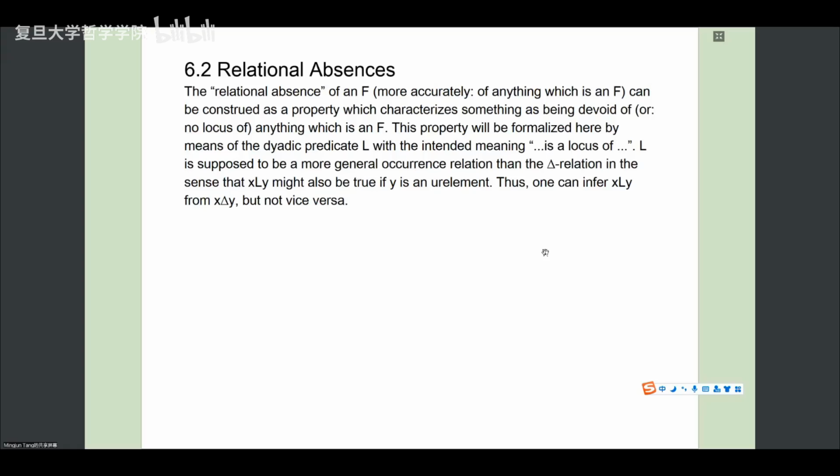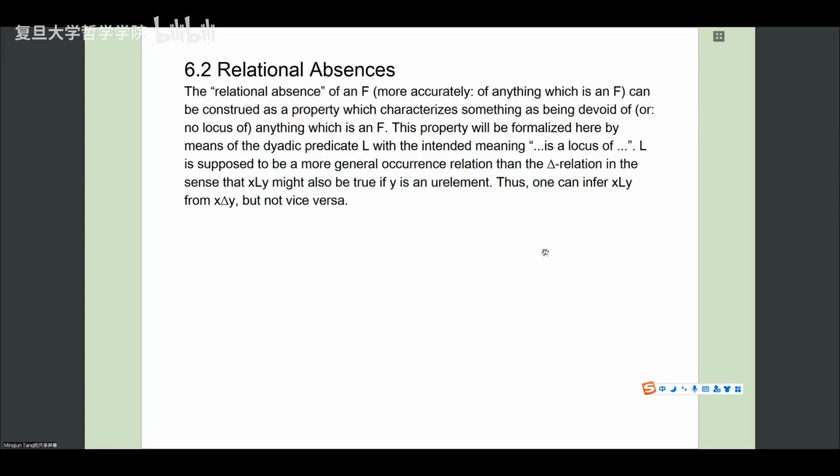And this property will be formalized here by means of the dyadic predicate L, with the intended meaning is a locus of. And L is supposed to be a more general occurrence relation than the delta relation, in the sense that xLy might also be true if y is an urelement. Thus, one can infer xLy from x delta y, but not vice versa. For x delta y, this makes only sense if y is a property term. Yeah? Okay, this is how we understood delta.